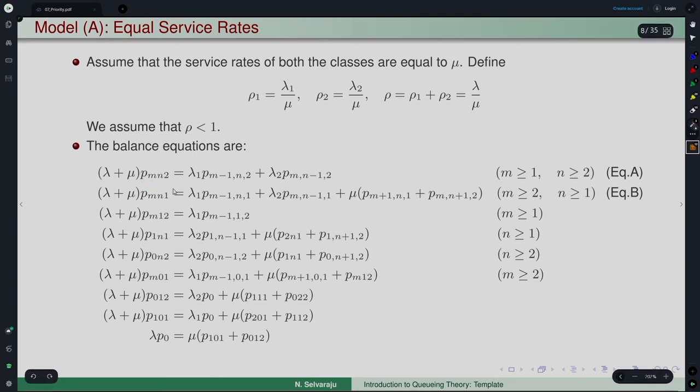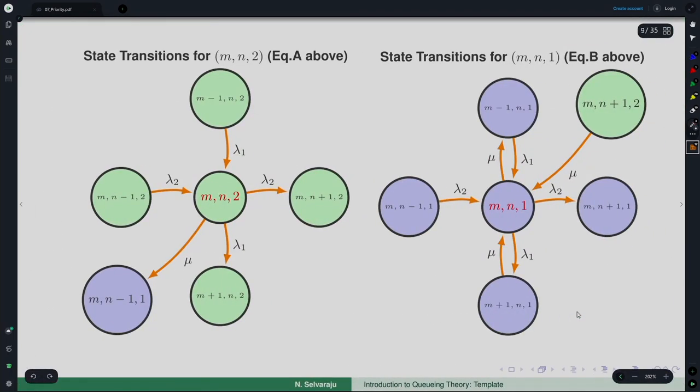Suppose I look at this equation A first, what we are writing is this one. Now look at the equation A case, which is m n 2. We are depicting only for the state m n 2, what the possibilities are, what the rates are, or in which way the process or the CTMC can move out of the state, or from where it can come into the state, to write down the balance equation.